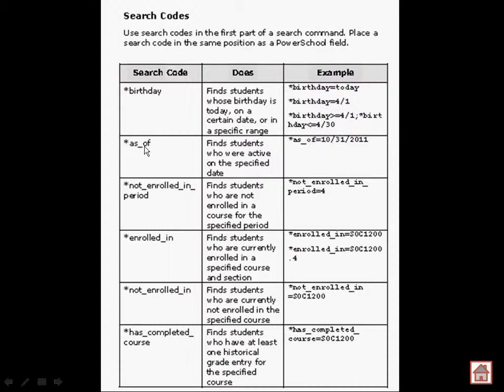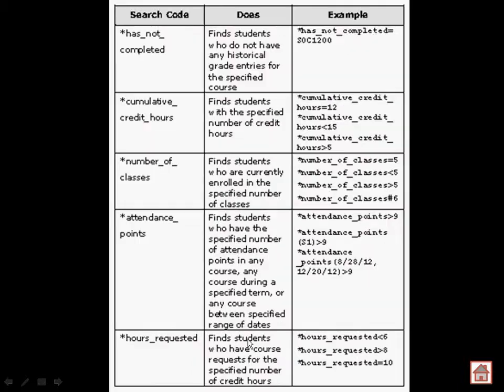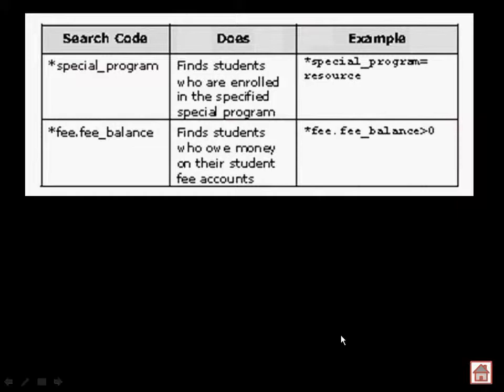Look at this one, asterisk as of. Find students who are active on a specific date, and this is how you're able to use it. So all of these have examples. I don't have to read them all to you, but you've got examples of enrolling in a certain period, if they're enrolled in a certain course, if they're not enrolled in a certain course, if they've completed a course. What else do we have? Has not completed a course, cumulative hours, number of classes, attendance points, hours requested, and you can read the descriptions and you can see the examples on how to use these codes.